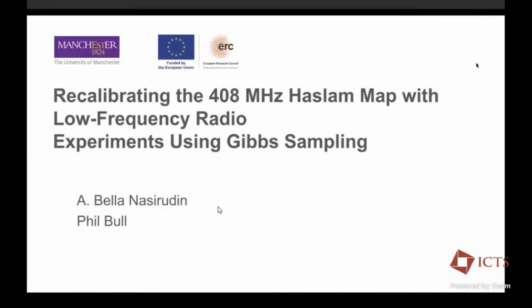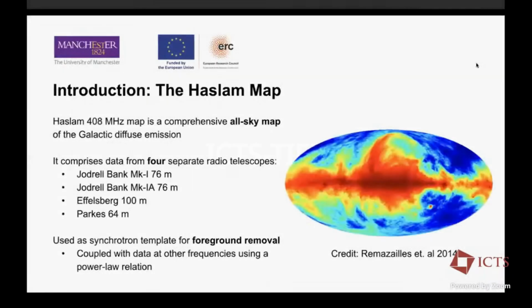I'm here to talk about my work. The Haslam 408 megahertz map is a comprehensive all-sky map of the galactic diffuse emission. It comprises data from four separate radio telescopes: the two Jodrell Bank 76-meter telescopes in the UK, the Effelsberg 100-meter telescope, and also the Parkes 64-meter telescope. It is widely used as a synchrotron template for foreground removal. This is done by coupling the data with data at other frequencies using a power law relation.